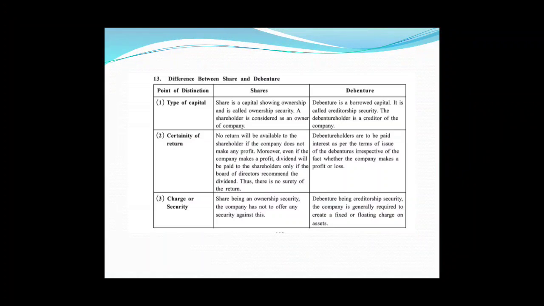Debenture is borrowed capital. It is called creditorship security, and the debenture holder is a creditor of the company. So friends, simply, shareholders are the owners of the company and debenture holders are the creditors of the company. Share capital is ownership capital or ownership security, and debenture is borrowed capital or creditorship security.